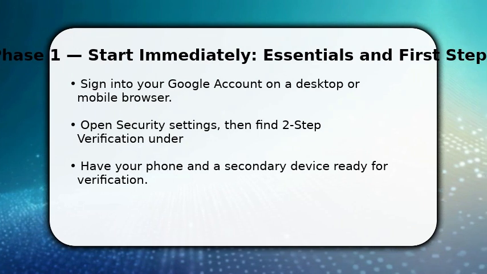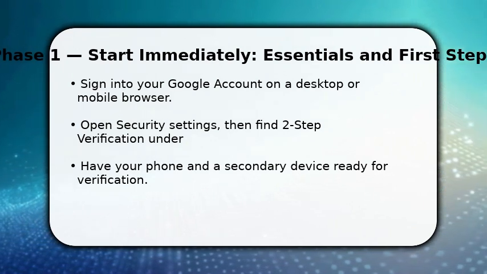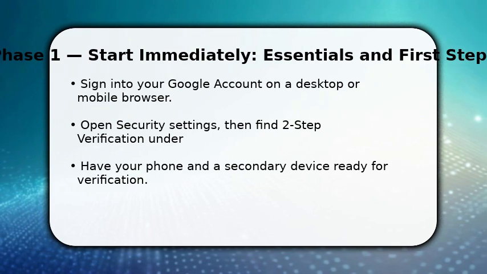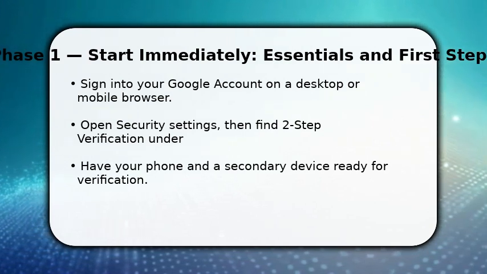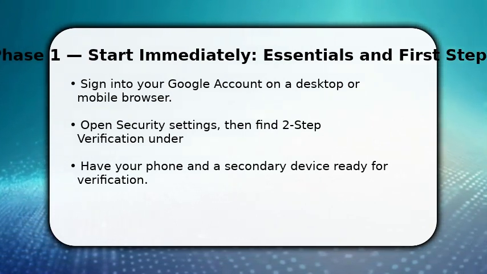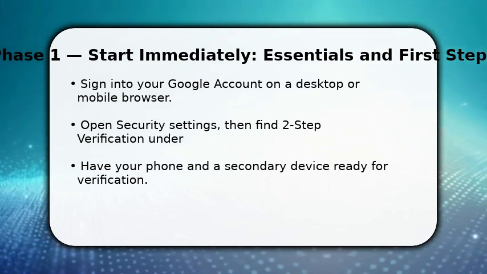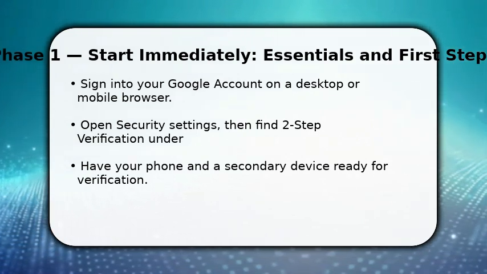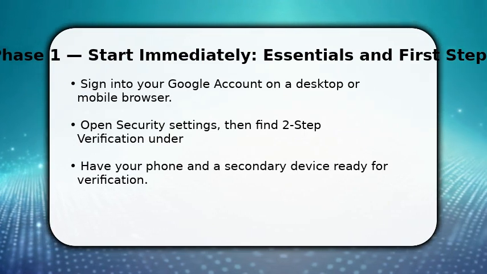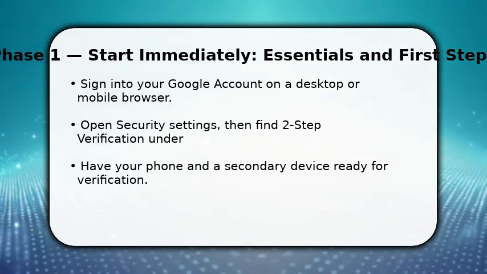You may be prompted to re-enter your password. Do that because Google needs to confirm it's you. Make sure your primary phone is nearby for the verification prompt. If a prompt appears, approve it, otherwise choose text or call. This initial authentication enables the settings where backup codes live, so complete it before moving on.